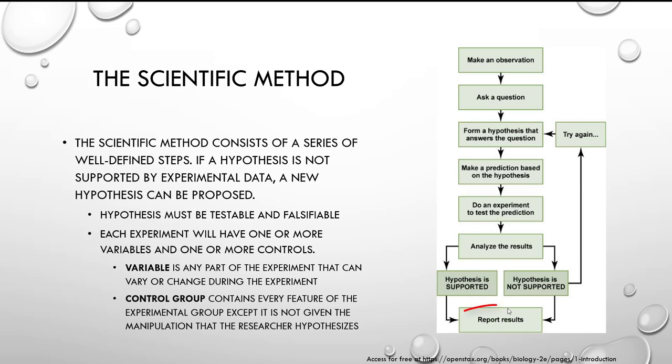So then I can report my results. But if I see that the control group and the experimental group grew the same, then that means my hypothesis was not supported, and so I write that down and then I have to try again. Okay, so this is the scientific method. It's just a series of steps that I would take. In this case it was a controlled experiment.